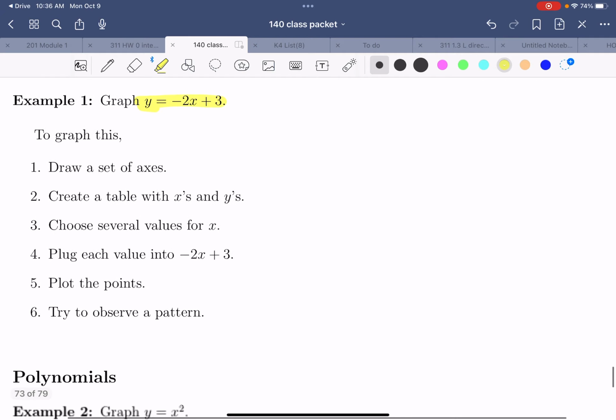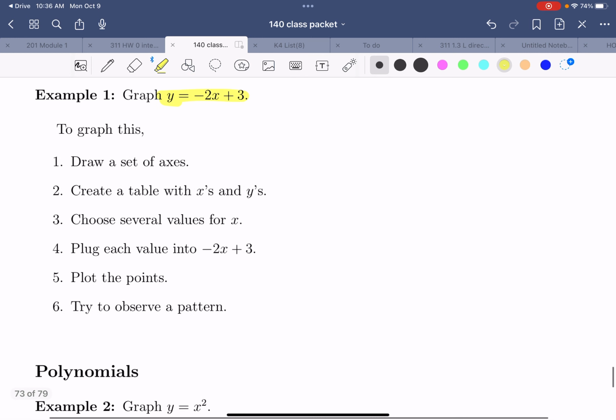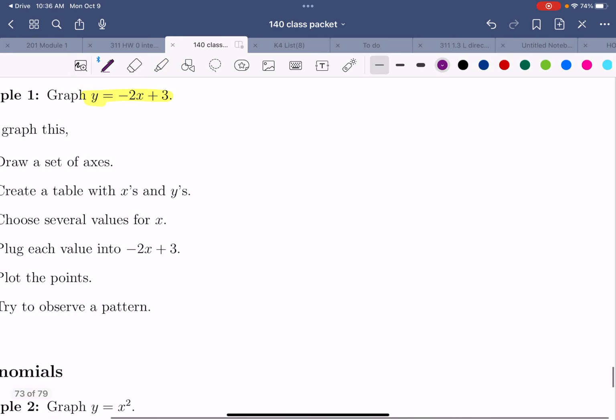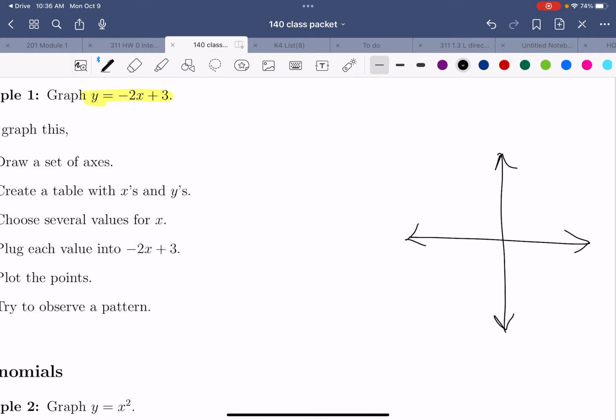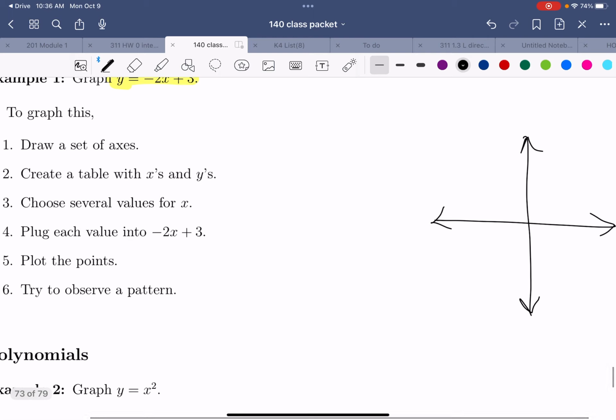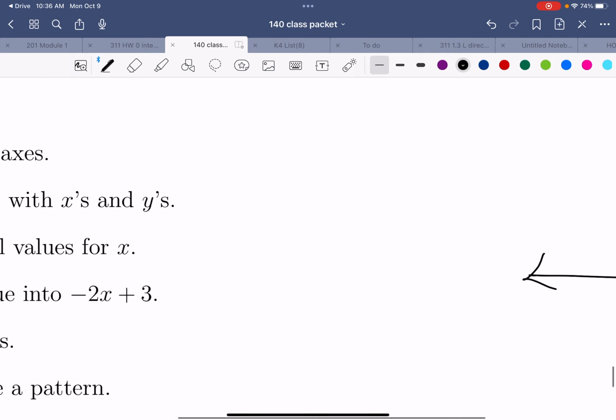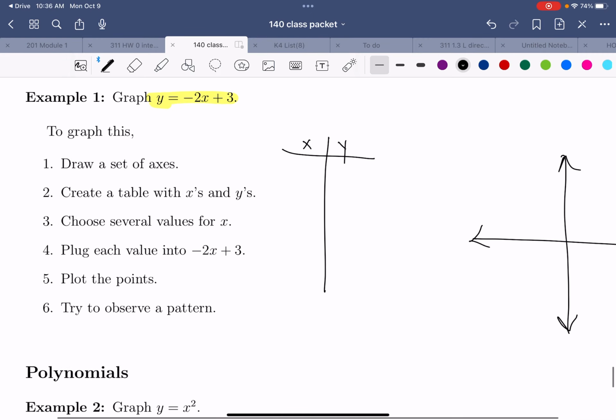So anytime we want to graph a function, like y equals negative 2x plus 3, for example, here's what we're going to do. We're going to draw a set of axes. So let's start with that. And then we're going to create a table with x's and y's in it. I'm going to create a little table of values here with x values and y values. And we're going to choose several values for x.